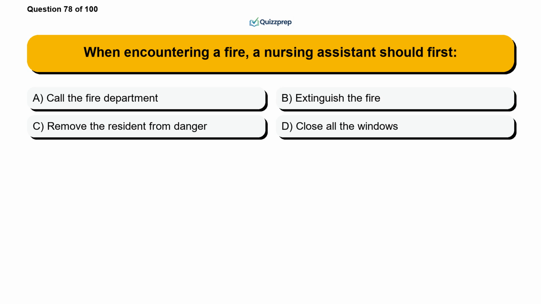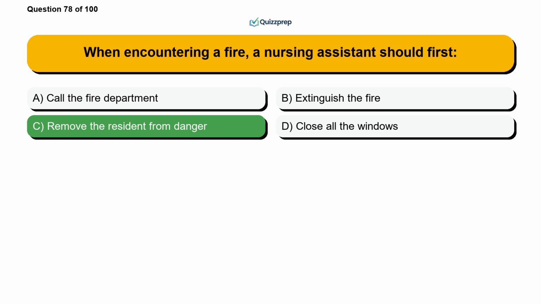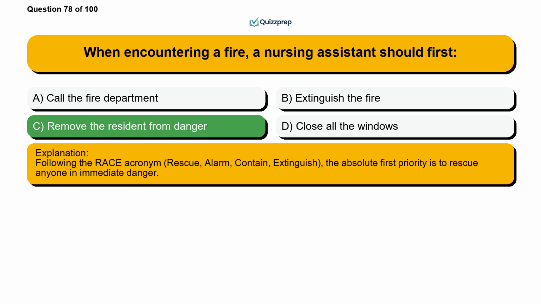Question 78. When encountering a fire, a nursing assistant should first: Option A, call the fire department. Option B, extinguish the fire. Option C, remove the resident from danger. Option D, close all the windows. The correct answer is option C, remove the resident from danger. Following the RACE acronym, rescue, alarm, contain, extinguish, the absolute first priority is to rescue anyone in immediate danger.